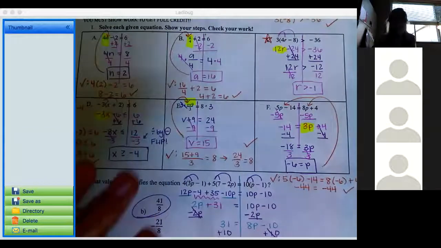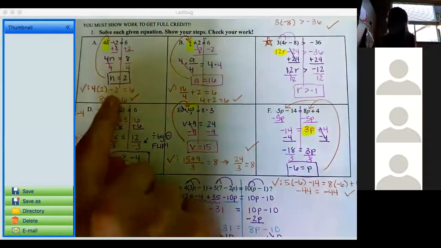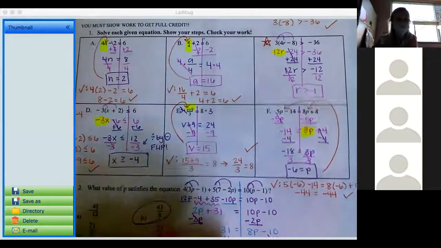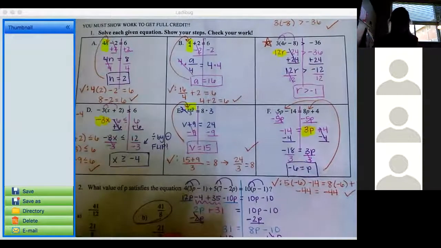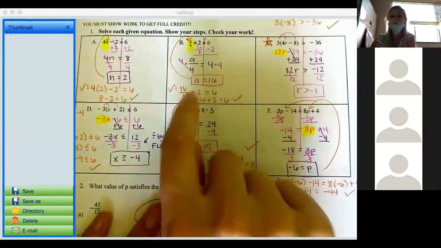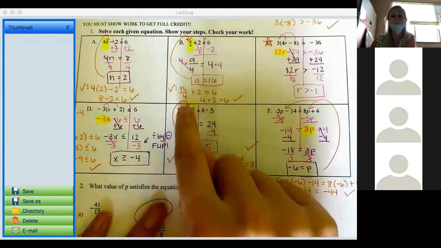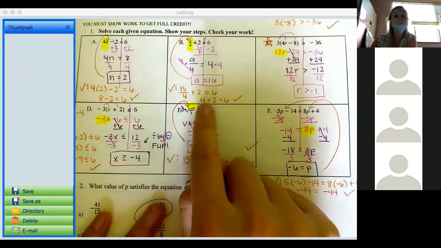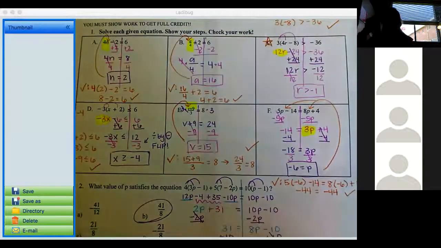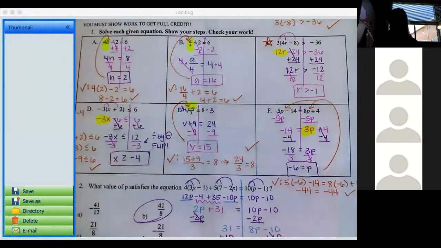So a good way to check yourself tomorrow. Do you guys also notice for every single one of them, I checked my answers? Check your answers tomorrow on your test to make sure you don't make a careless mistake. So I got 16. And do you guys see where I plugged 16 back in? So 16 divided by 4 is 4. 4 plus 2 does give me 6. That's how I knew I was right. So if you had checked your answers, you would have caught that that wasn't right.